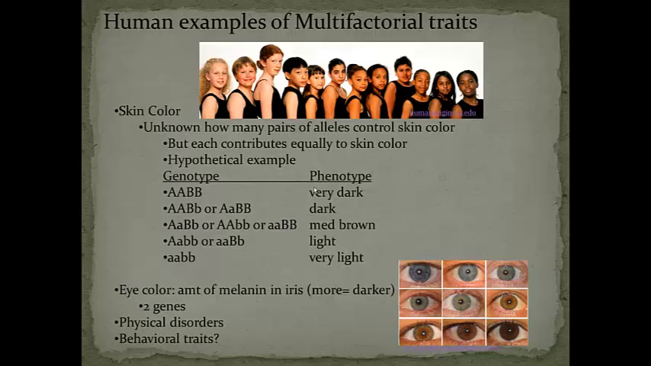There are thoughts that eye color is controlled by 2 genes, so our hypothetical example would really apply to eye color. We also think there are some physical disorders that can be controlled by polygenic inheritance, and some behavioral traits as well. So they research that. It might be worth y'all looking into it too if you feel like it.